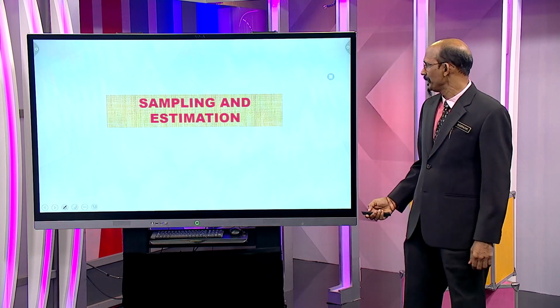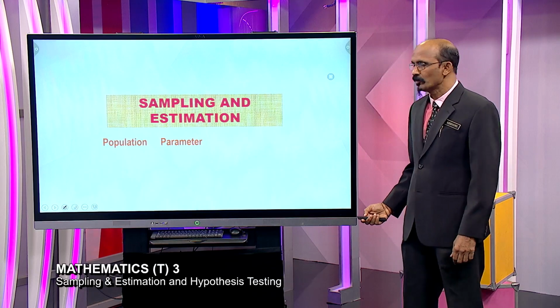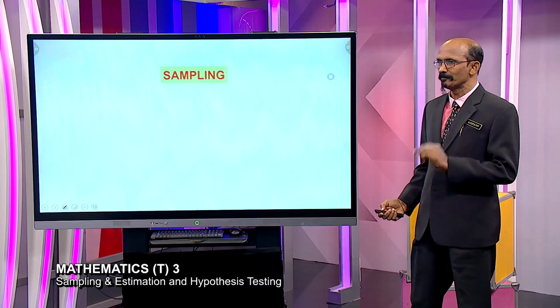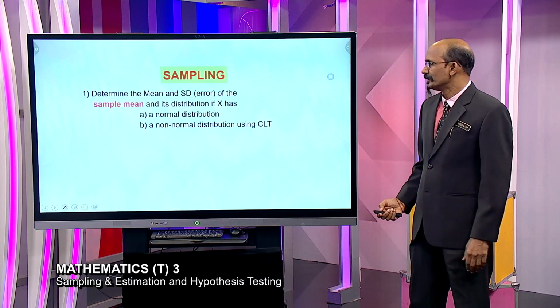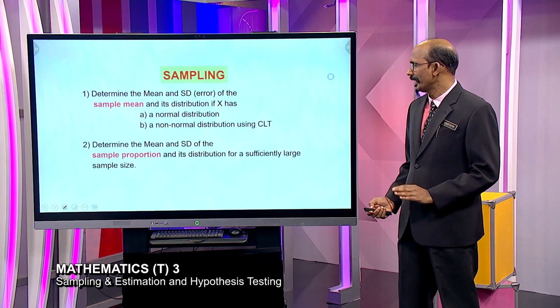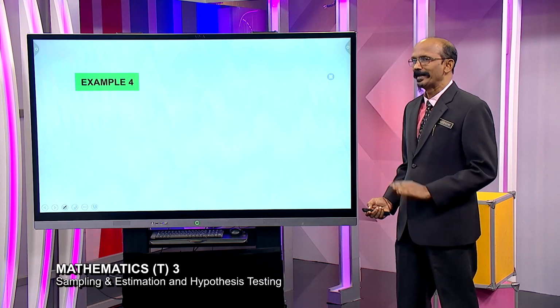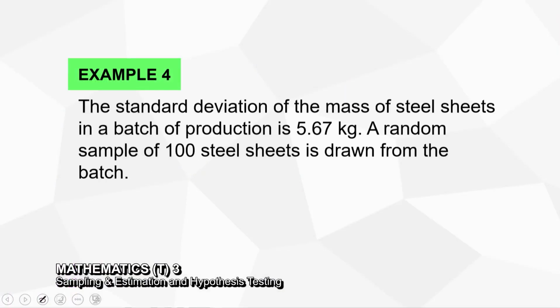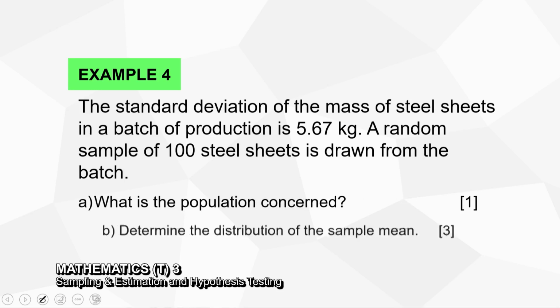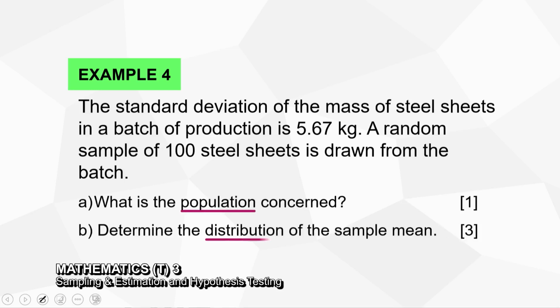For sampling and estimation, these are the terminologies which the student should be able to define in the context of the questions. This chapter has 2 main parts: sampling and estimation. For sampling, the student should be able to find and describe every aspect about sample mean and sample proportion. Let's say one simple example. The standard deviation of the mass of steel sheets in a batch of production is 5.67 kilograms. A random sample of 100 sheets is drawn from the batch. What is the population concerned? Next, determine the distribution of the sample mean.